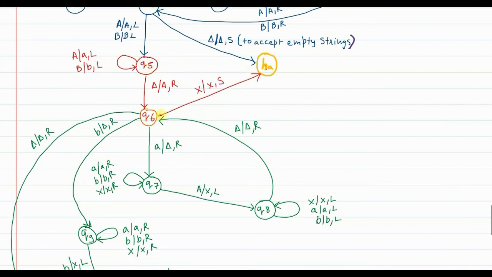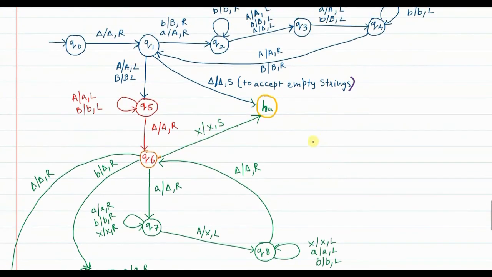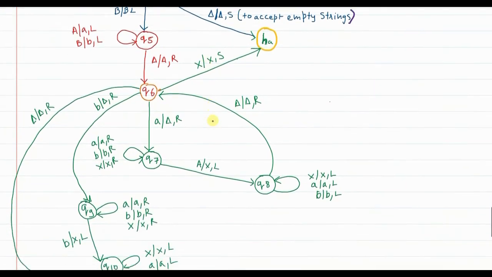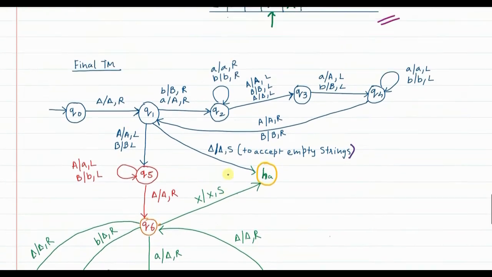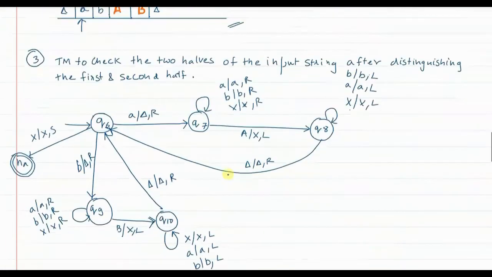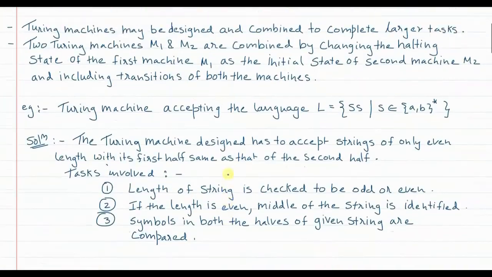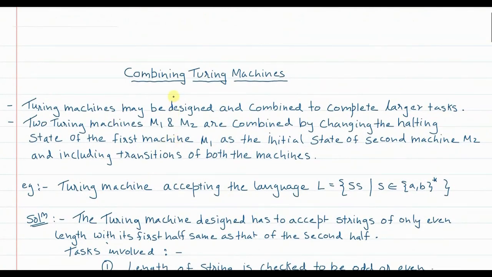You may be confused by the red color that I have used here. This transition is not part of the second Turing machine. This transition is part of the third Turing machine. So this basically is the third Turing machine. This is how I have connected all three Turing machines. This is how a big Turing machine, which is actually a combination of smaller Turing machines, is designed.